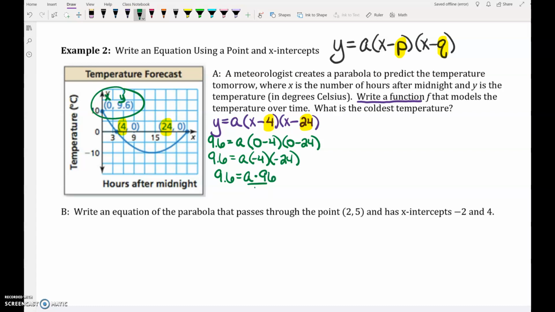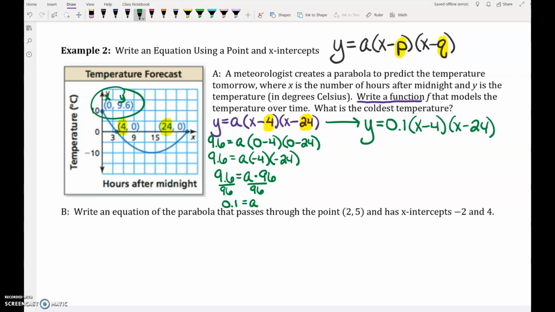So then we need to divide both sides by 96. 9.6 divided by 96 is 0.1. Okay, we figured out a. Does that mean we're done? No, we have to write an equation. They want it to be a function f, so they want us to write f of x, but really, if you just write y equals, we now know that a is 0.1, x minus 4, x minus 24.